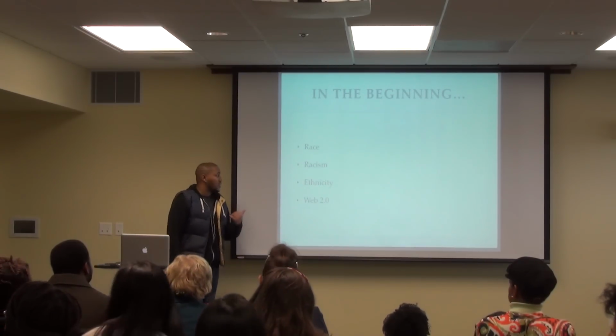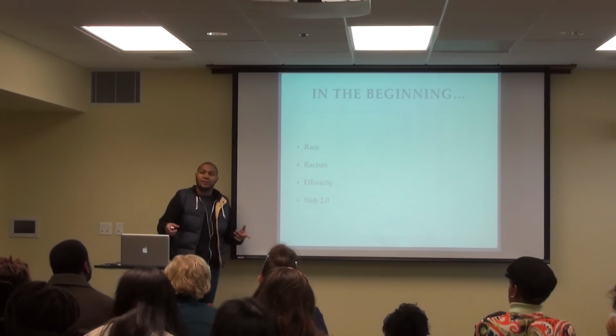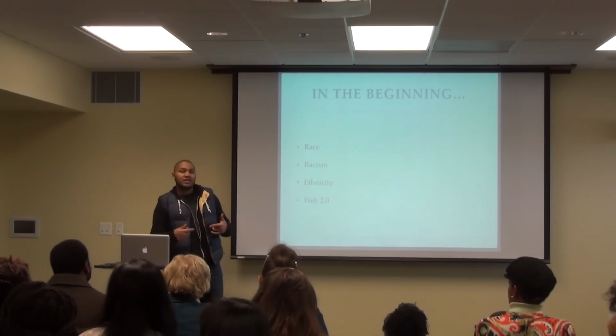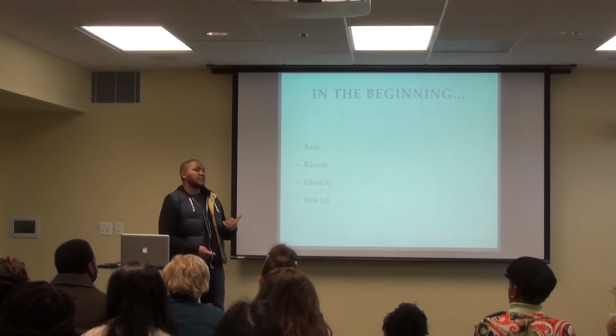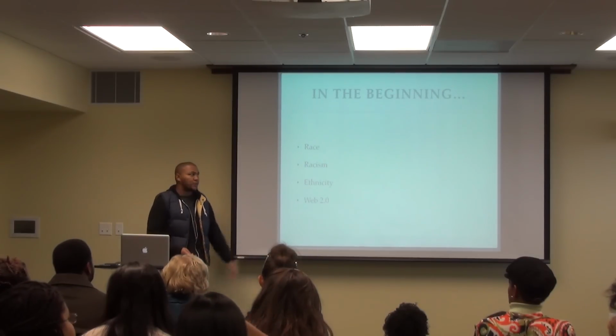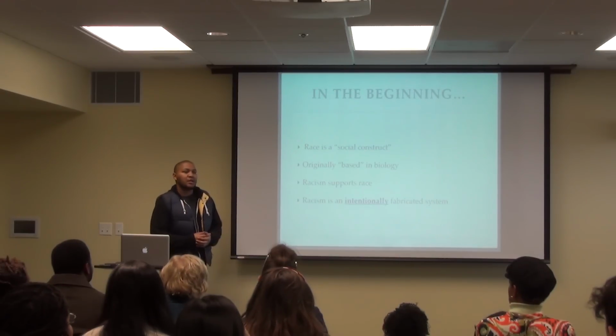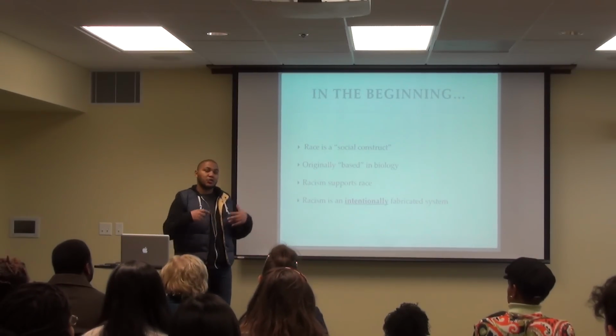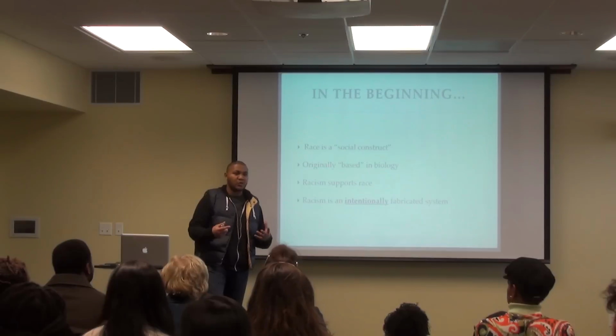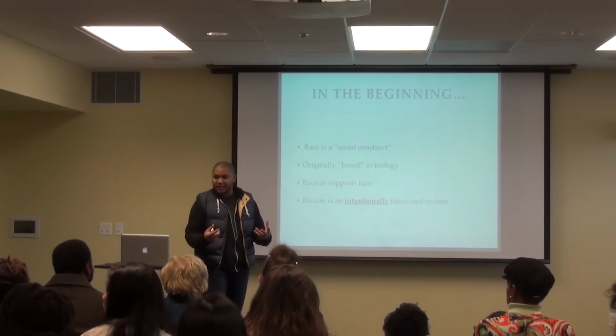So before we even get started, I'm going to break a couple things down so we're all on the same page and that we're all working with the same definitions. And that's race, racism, ethnicity, and this concept called Web 2.0. Race is a social construct. It means that it was created in the minds of people and it exists in the minds of people.